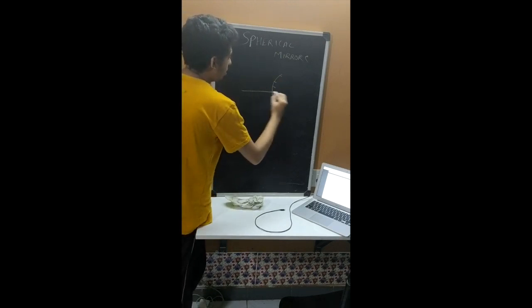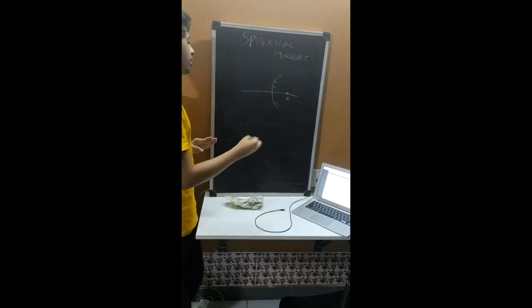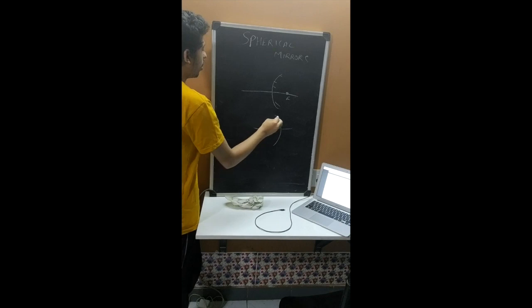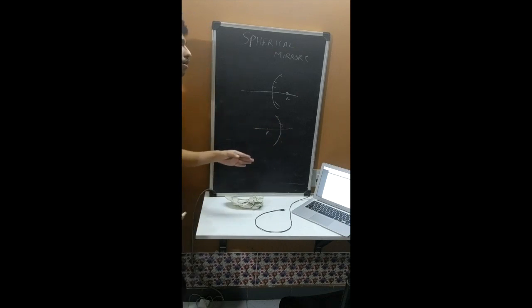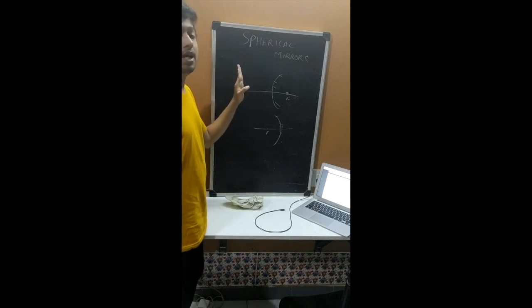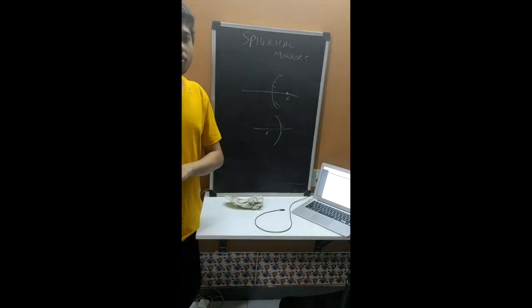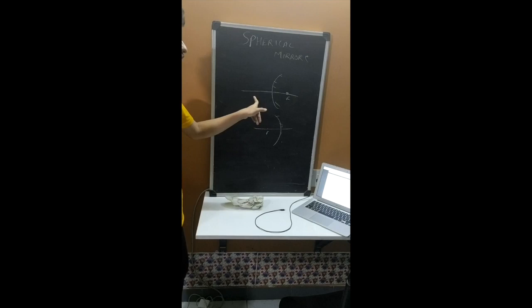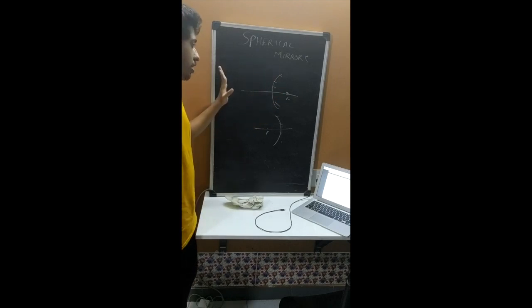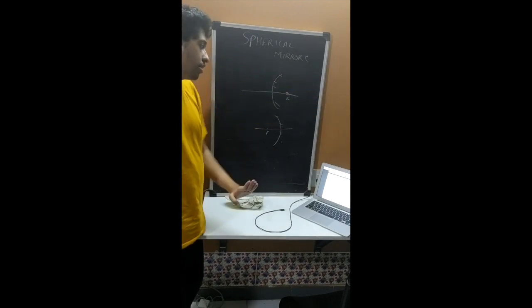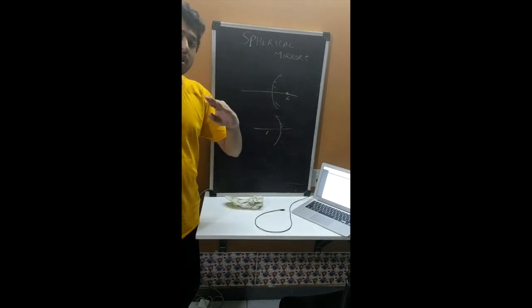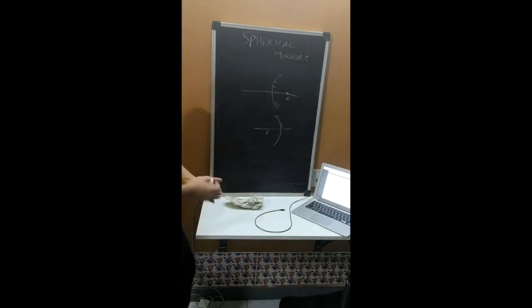Convex mirror means the focus is here, so the focal length will be positive. Concave mirror means the focal length would be negative. And always the object is towards the left, so u will almost always be negative. But v will be negative if it is on this side, and v will be positive if it's on this side. And magnification, if it is negative, it means it's inverted.